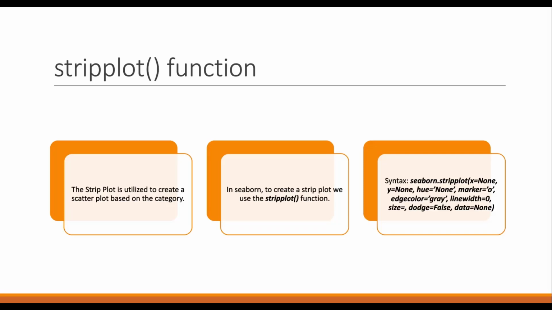The next one is linewidth. The width of the gray line that encloses the point element is defined by the linewidth, and by default it has a 0 value. The next one is size. It is the marker radius size in points. The next one is dodge, and if you set its value to true, it will separate the strips from the various hue levels along the categorical axis. And the last one is data. It is the data set that we are going to use. I will explain this function with the help of an example in detail.